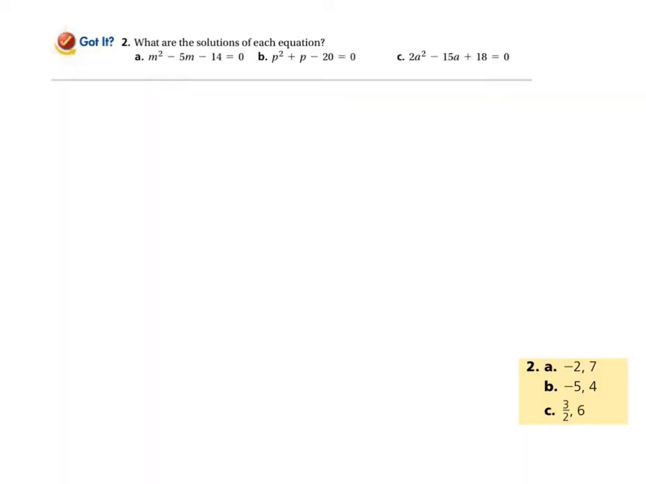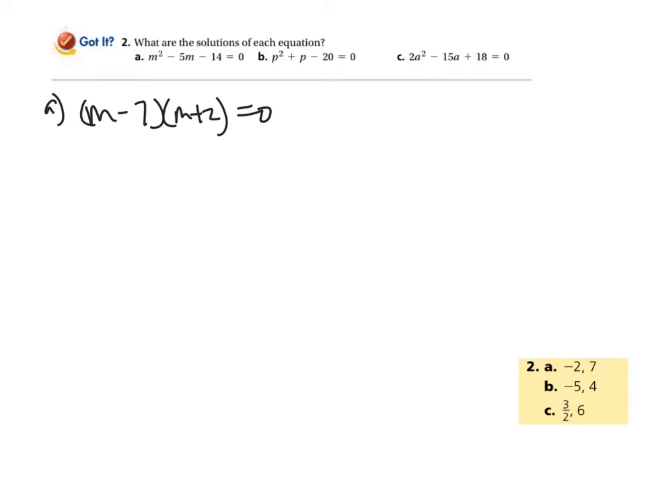So in this example, we're going to go ahead and factor, starting with A right here. Again, this whole thing equals 0. Factored form, I'm going to get m minus 7 and m plus 2. Again, if you're struggling with that, go back and take a look at some previous sections, all the stuff we've done there. Come and sit with me, and we'll work through them until you get them.